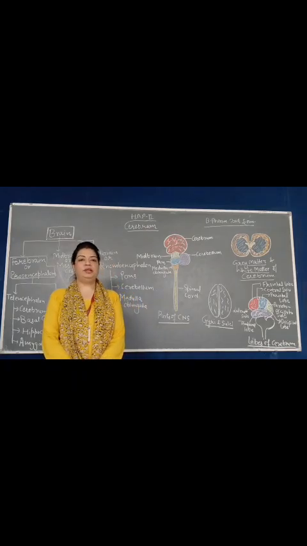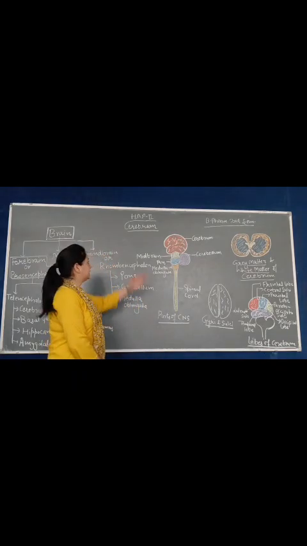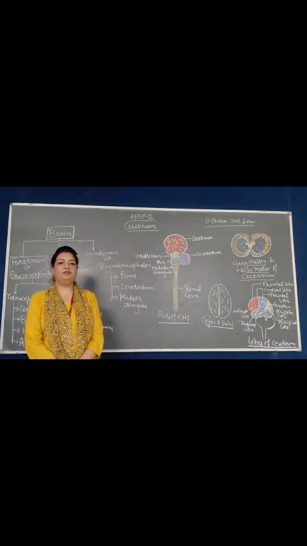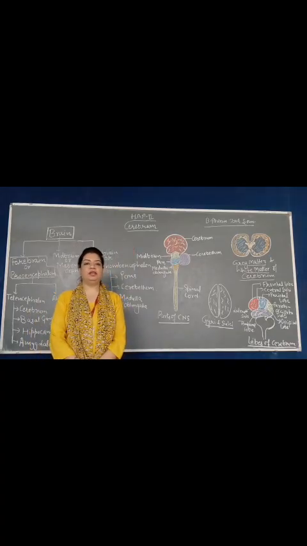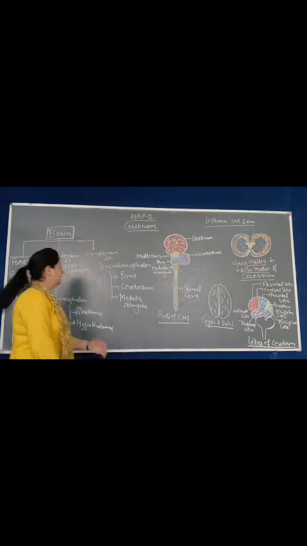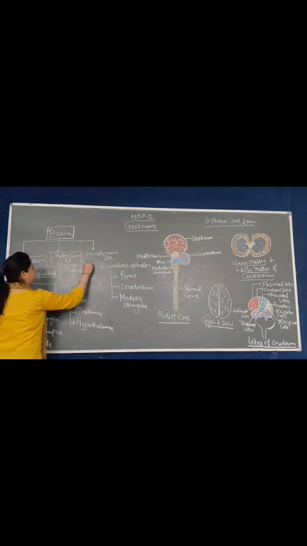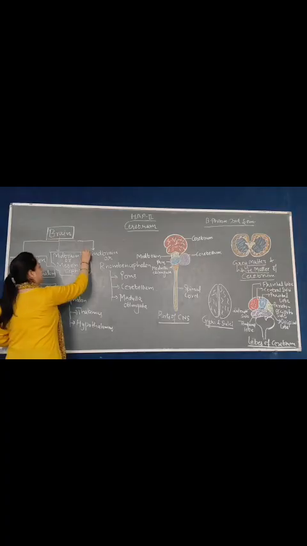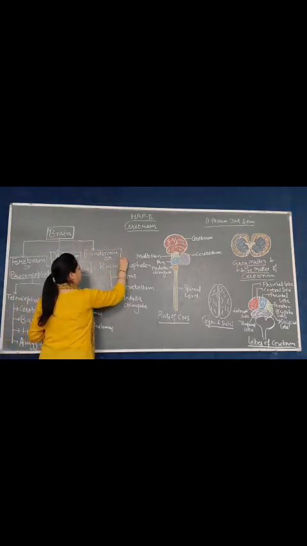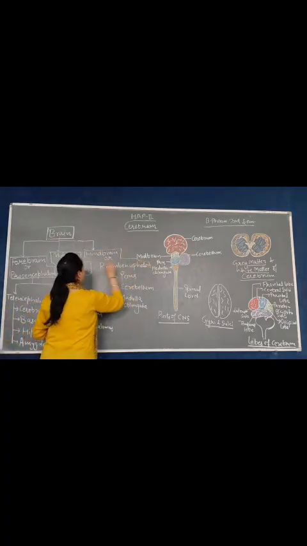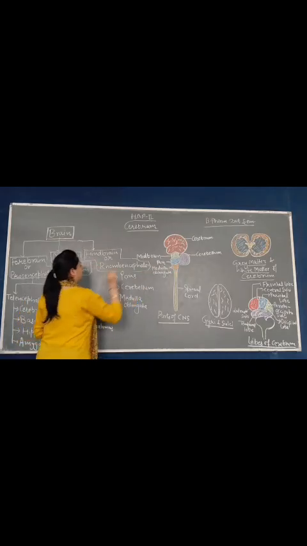Today I am going to deliver a lecture on the cerebrum. So firstly, we must know about the various parts of the brain. As shown in this flow chart, the brain consists of three parts: forebrain, which is also known as prosencephalon. The second part is midbrain, also known as mesencephalon, and the third part is hindbrain, which is also named as rhombencephalon.